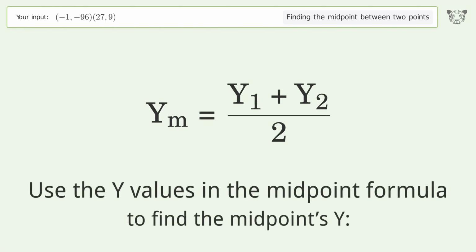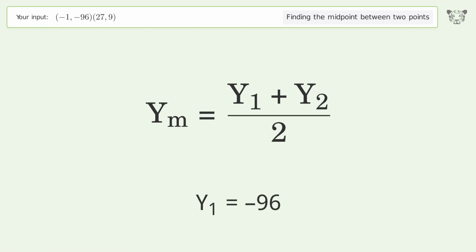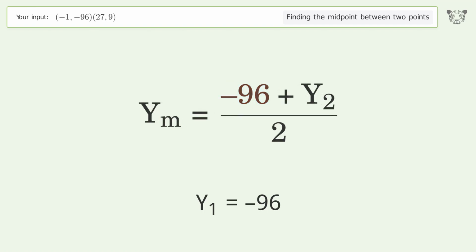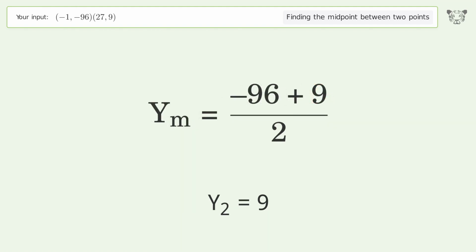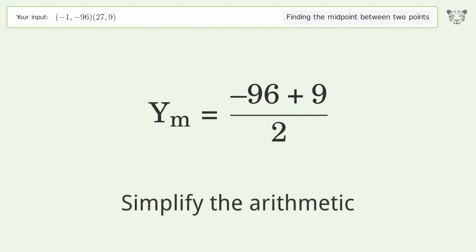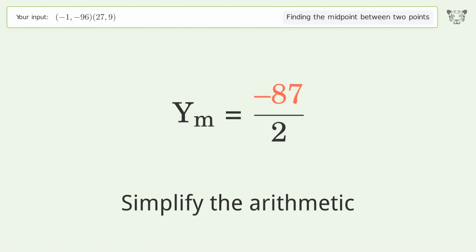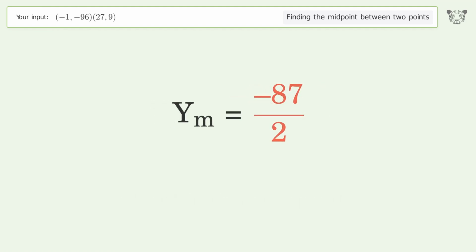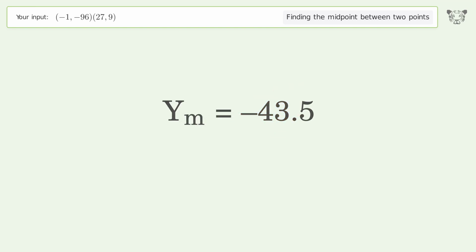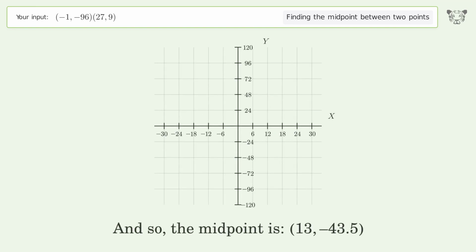Use the y values in the midpoint formula to find the midpoints y. y1 equals negative 96. y2 equals 9. Simplify the arithmetic. And so, the midpoint is 13, negative 43.5.